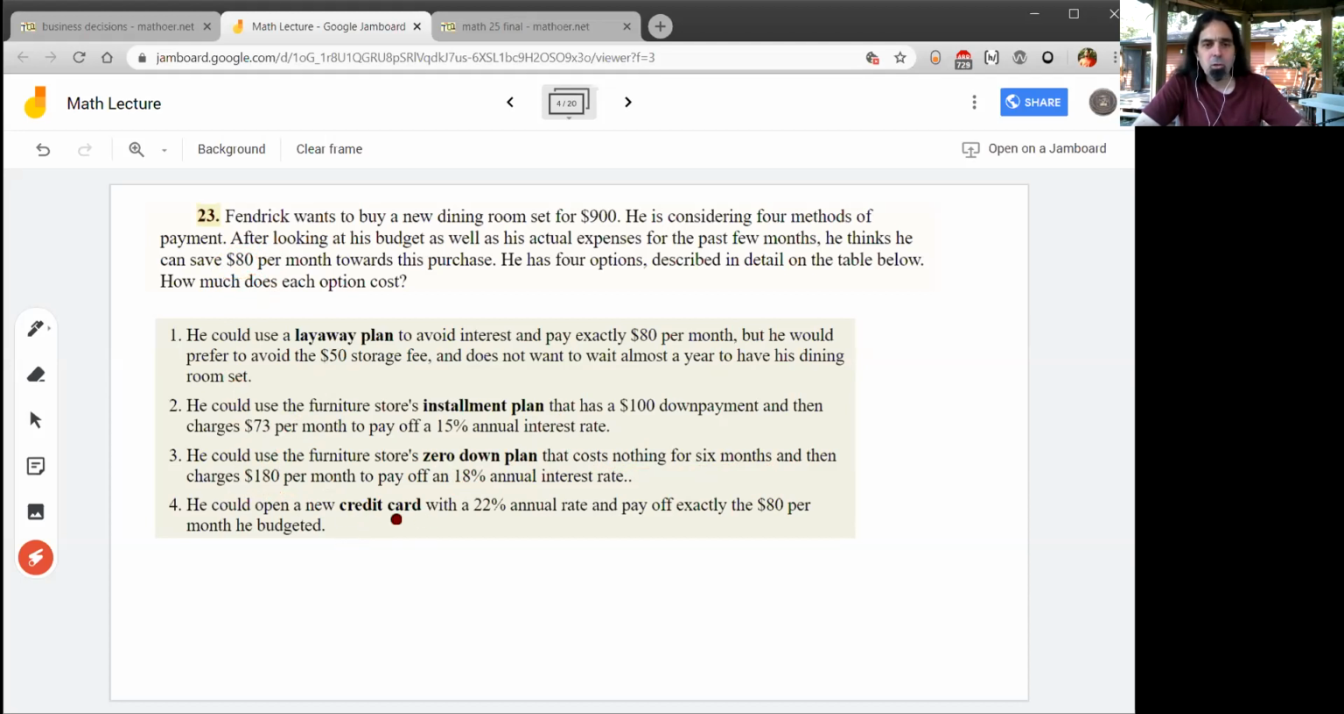Or he could just open a new credit card. It has the highest interest rate. He would pick exactly the amount to pay off that he wants. Maybe that's worth it.